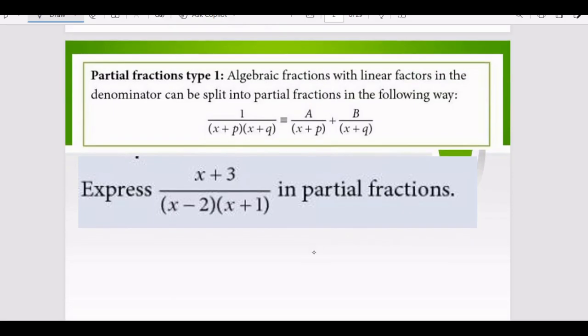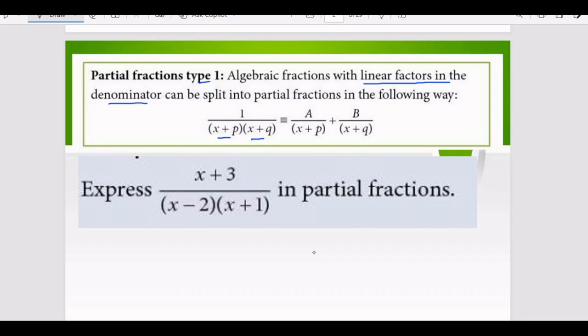The first one we have here is partial fraction of type 1. An algebraic fraction with linear factors in the denominator can be split into partial fractions this way. You need to look at the denominator, because the denominator is the one that decides how we are going to split. There are certain rules for that.